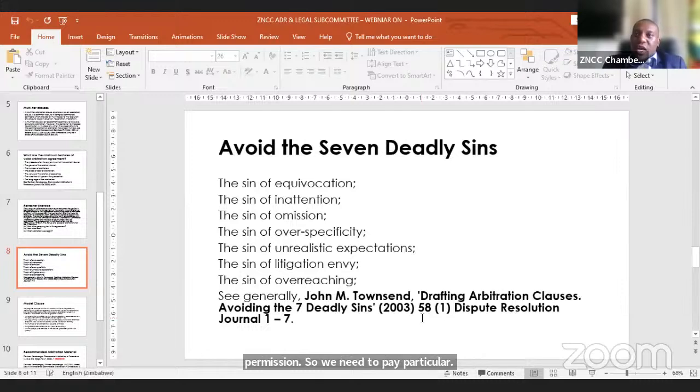So we need to pay particular attention when we are drafting agreements, and one can even make a checklist when they look at the minimum features, the do's. They can have a checklist of the things that they can look at and consider, and this will then help us. The next one there, we've got the sin of over specifying things.